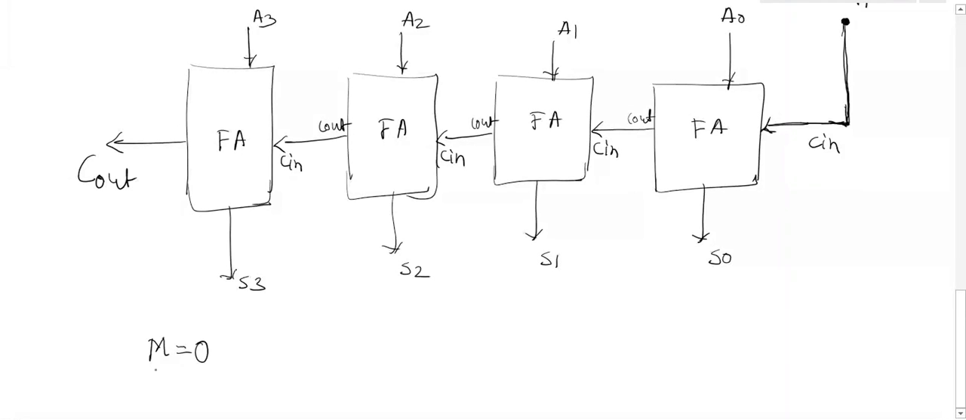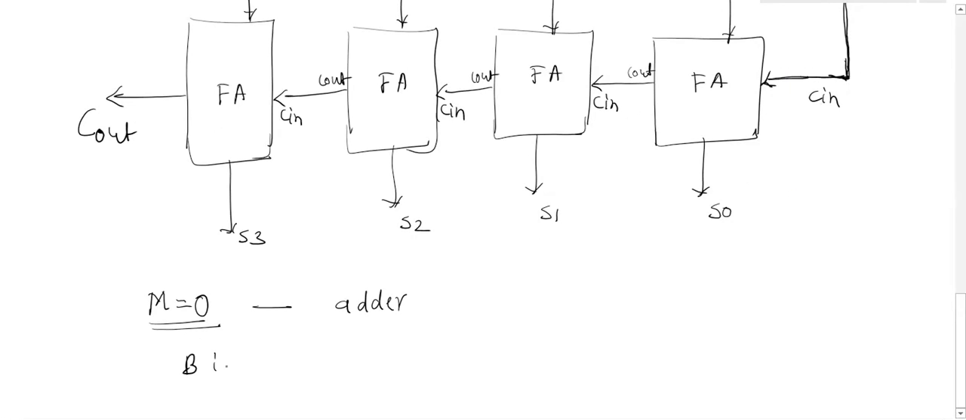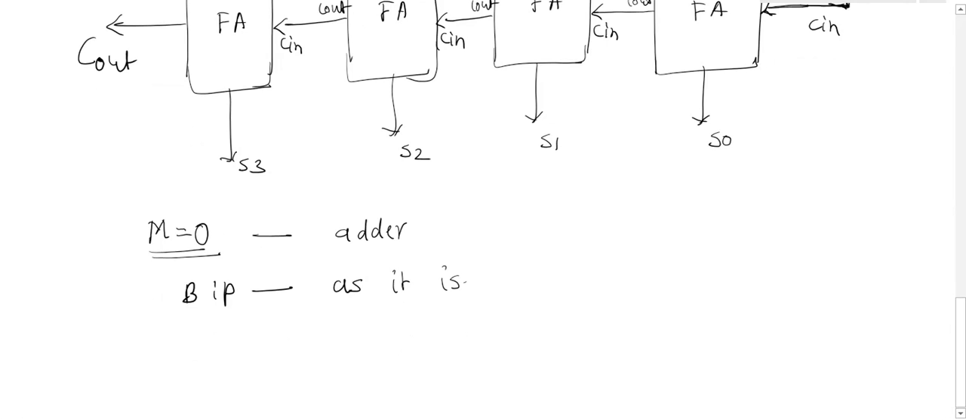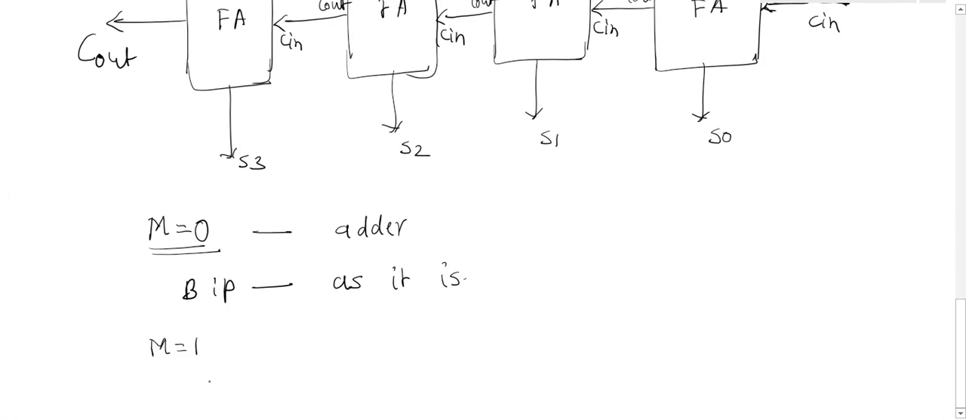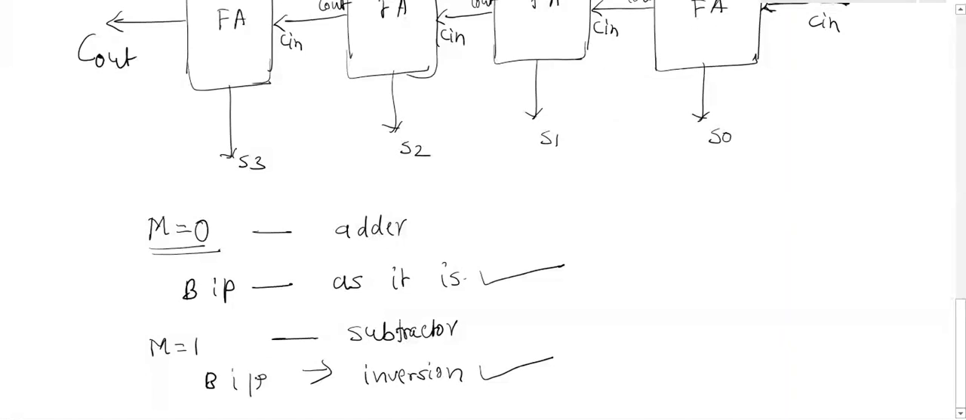Now what is expected? When M is equal to 0, the circuit is acting as an adder. Now to act this circuit as an adder, my B input should be as it is. Clear? Similarly, when M is equal to 1, the circuit is acting as a subtractor and the B input should be in the inversion form.